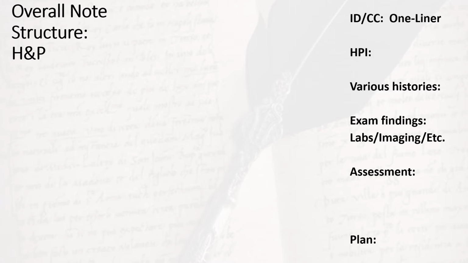So let's look at a history and physical exam. This is the basic structure of the note on the right. You've got your ID/CC, your one-liner, you've got your history of present illness and your various other histories, your exam findings, your labs, your imaging, and then you've got your assessment and your plan. And this is how I would write this note.